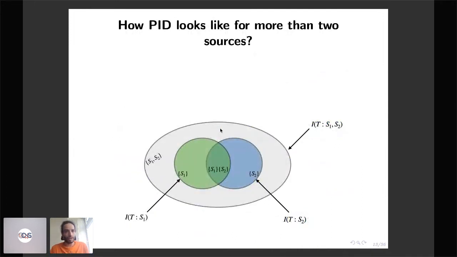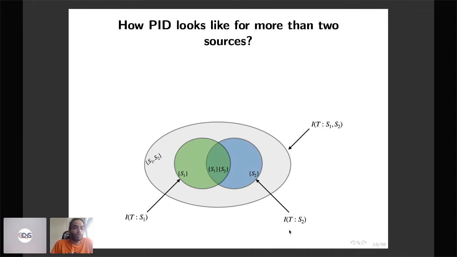Just to give you a little bit of an idea, I want to play around to go from two sources to three sources. When we have only two sources, these are the quantities that we have. If we have S1 and S2 in one set, this means that we have a synergy. If we have them separated by curly braces, then this means that we have shared information between the two sets, or the two collections of sources. So this would be the synergy. This would be the unique information of S1. This would be the shared information between S1 and S2, and this would be the unique information of S2.